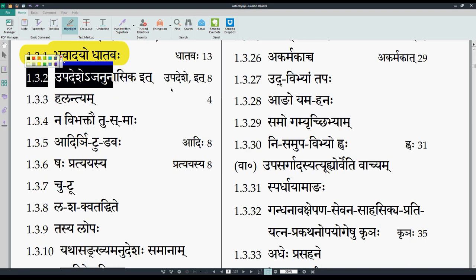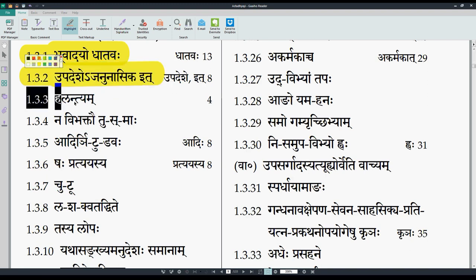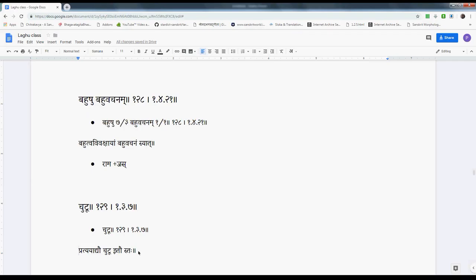So I'll mark only those. We have seen Upadeshe Ajanunasika It, we have seen Halantyam. Now he is talking about Chutu, and he'll soon talk about Lashakvataddhite. So Chutu is what? Dual. Chutu is Chavarga and Tavarga. So Chavarga and Tavarga will become what? Chutu. And Chutu, how will you decline? Like Guru: Guruh, Guru, Guravah. So that is the dual. Thereby this Chutu is Prathama Dvivachana.